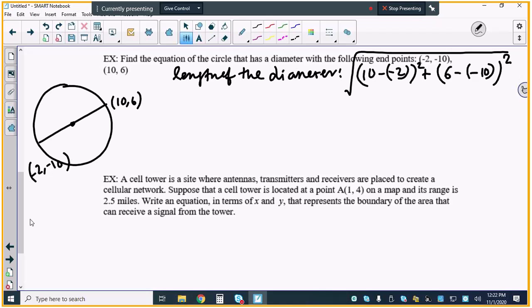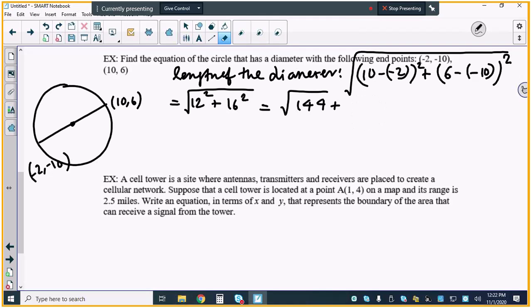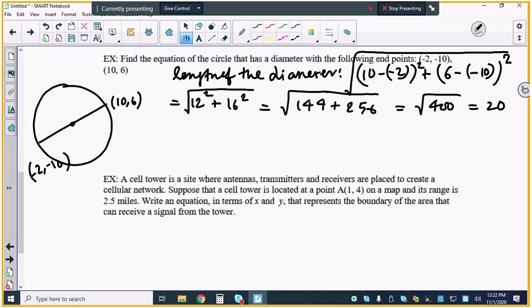So I get 10 plus 2 is 12 squared, plus 6 plus 10 is 16 squared, and the square root of that. 12 squared is 144, 16 squared is 256. And when I add them, I get 400. Square root of 400 is 20, so now I know that the diameter is 20. Radius is half of the diameter, so that's 10 units.